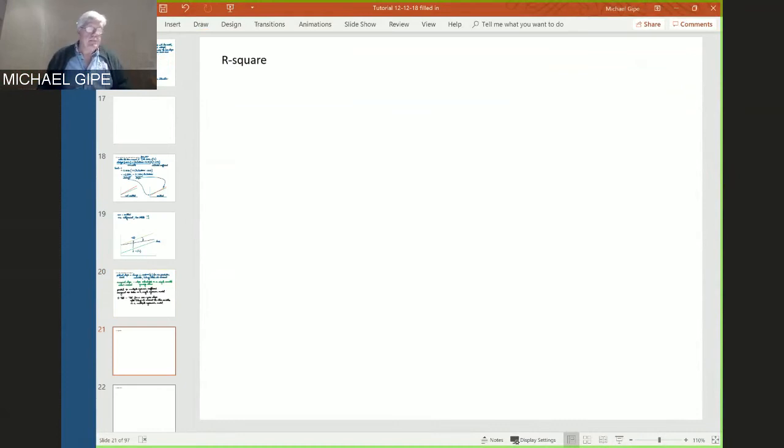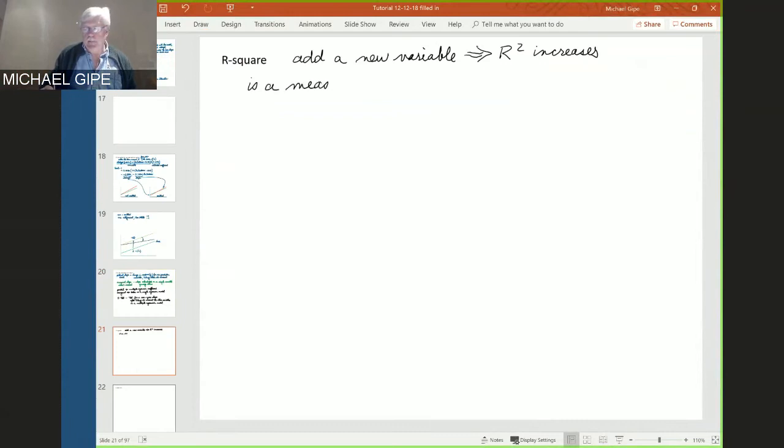Remember the R squared thing. A key thing to remember, and I think few people forget this, is if you add a new variable into a multiple regression model, you will increase R squared. And R squared is a measure of explanatory power. How good is your model at explaining the variation in Y?